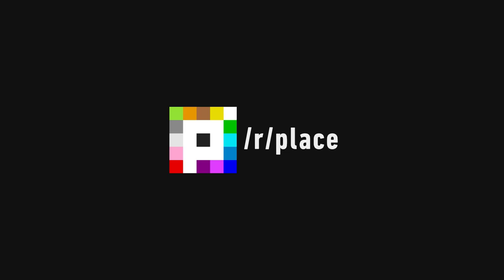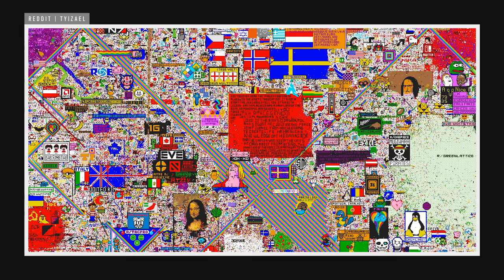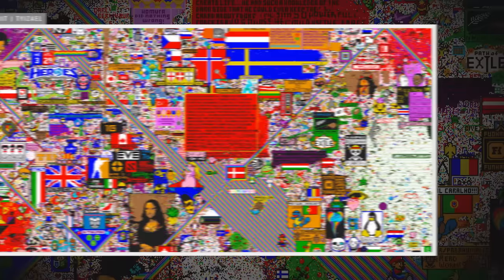For April Fools of 2017, Reddit orchestrated this event called Place. It was essentially a blank canvas divided into a million pixels, and each user was allowed to alter the color of one pixel every couple of minutes. Whole communities came together and painted anything and everything, one pixel at a time.